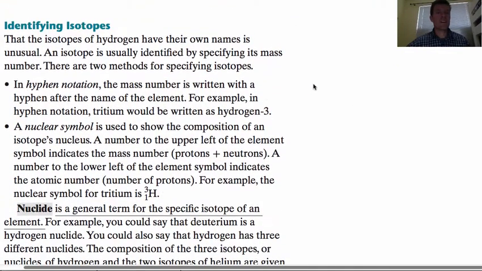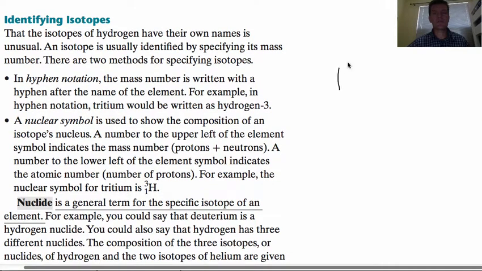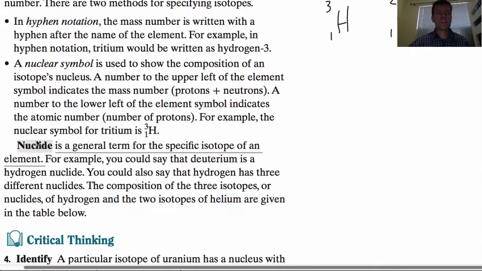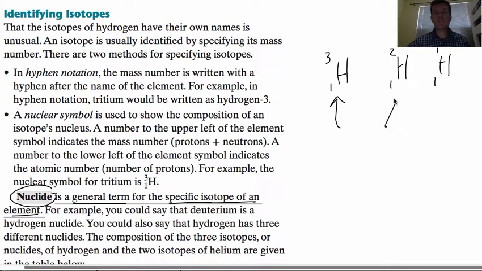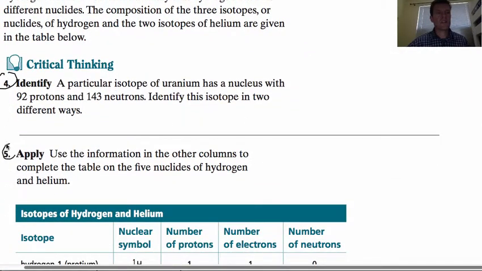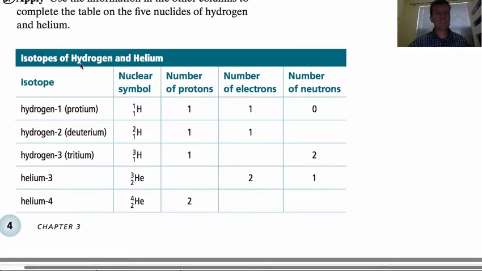So the way that you might write those different isotopes would be this. You use the symbol for the element, and then as a superscript you put the mass, and as a subscript you put the atomic number. Okay, so H 2 1, H 1 1, something like that. Okay, so the nuclide here is a general term for the specific isotope of an element. So you have 3 different nuclides. Okay, it's just showing you what's in the nucleus of those particular isotopes. So answer 4 and 5 here, and we'll come down and we'll talk about this table.